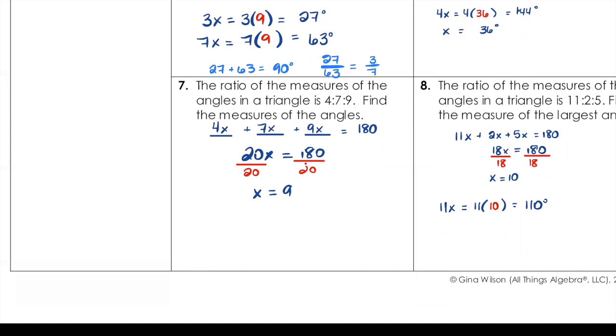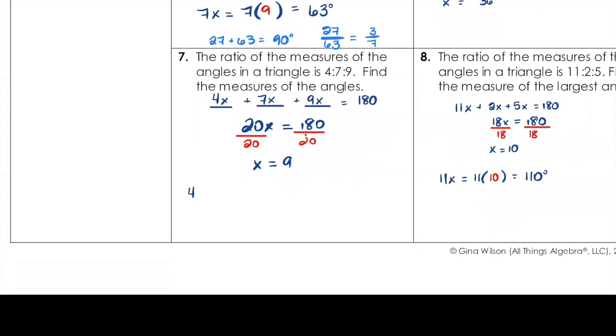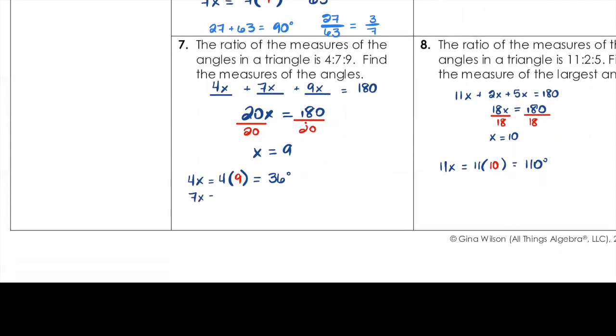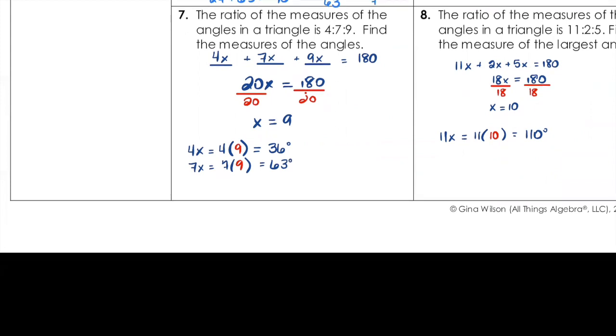Now we take our value we found and we just substitute it. So 4x is really 4 times 9, which is 36. 7x would be 7 times 9. I like how they just gave you all the same problem back to back. 63. And then lastly, the last one is 9x, which equals 9 times 9, which is 81.